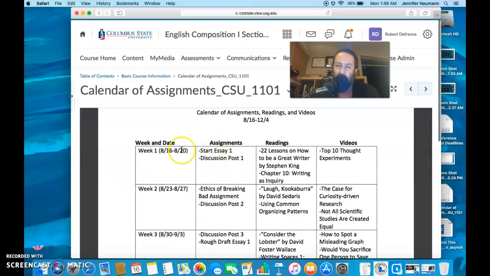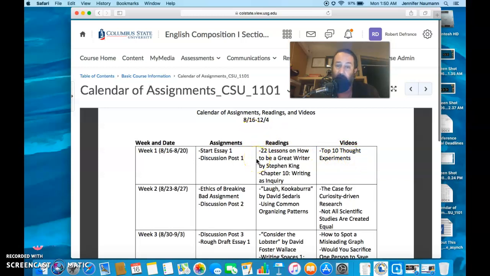So we're going to start at the beginning here. We have the week and the date, the assignments, the readings, the videos. Here we are, week one. Start essay one. There's a discussion post, there are the readings, there's the video. We're going to look at 22 Lessons on How to Be a Great Writer by Stephen King, and a Chapter 10 piece on writing as inquiry, which is one of the themes and purposes of the class. So keep that in mind, as the course revolves around inquiry, the top 10 thought experiments.